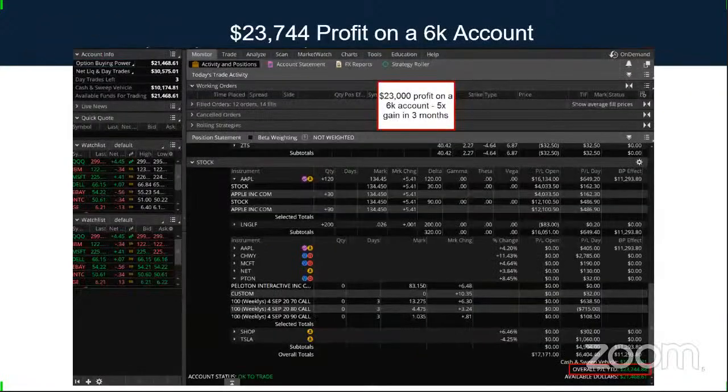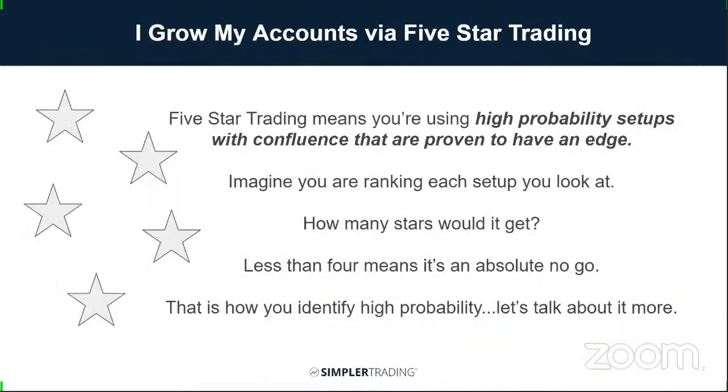It had about $10,000 growth in about 6 weeks. And then this is the same account in August. This $6,000 account ended up being a little bit more than $30,000. So that was about a 5x gain in about 3 months. That's the type of thing that I like to do with options trading.